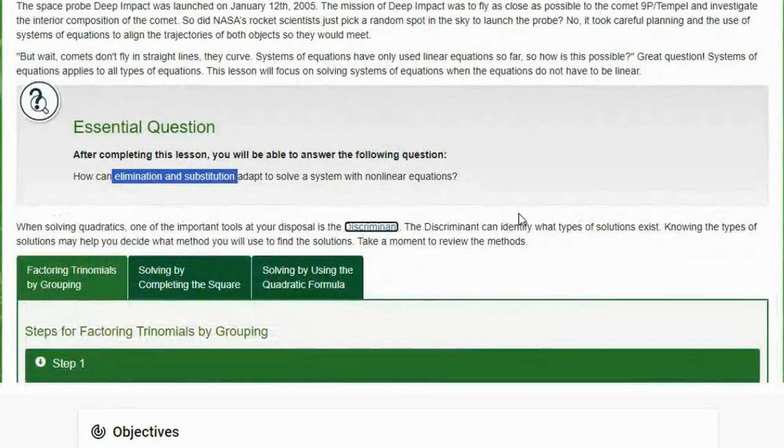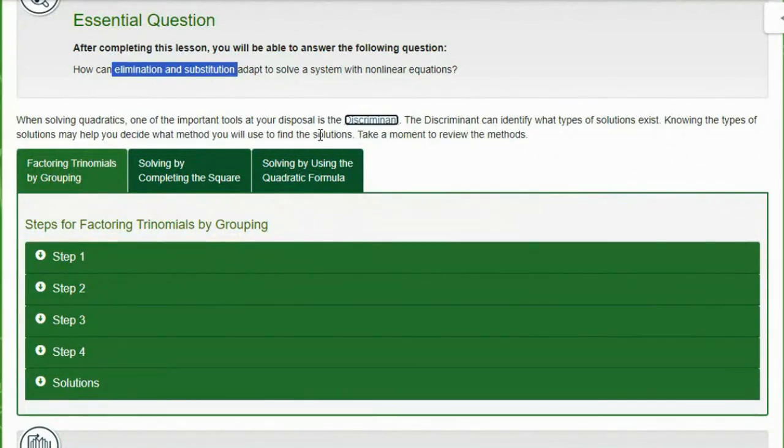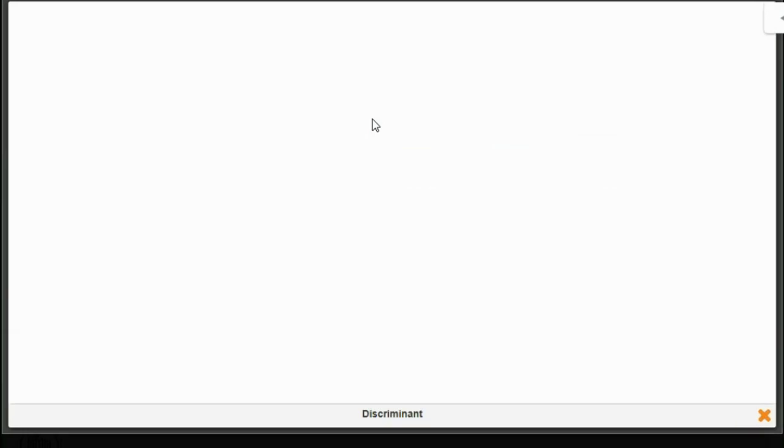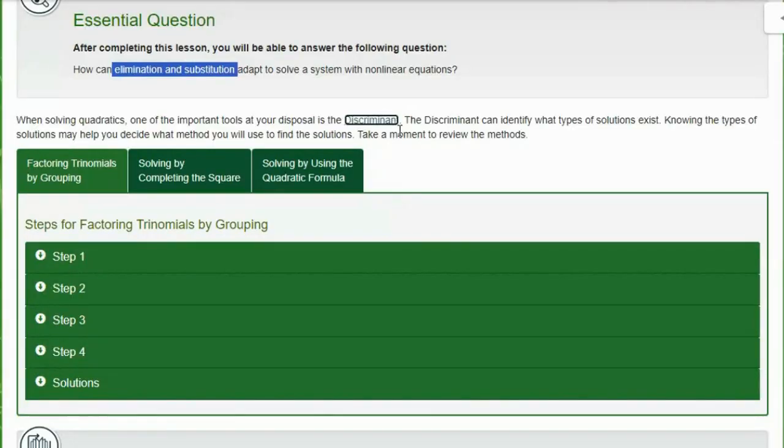Right here on page 1, right underneath the essential questions, you'll see "discriminant" in a different color. If you click on that, it'll pop open that window. That's where I found that. It's underlined here on my screen, in green. It may be a different color depending on the theme you've chosen, but that's the discriminant. So that helps a lot.